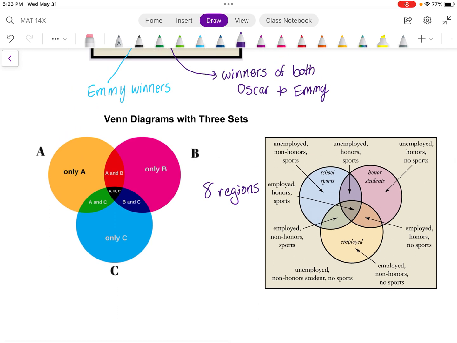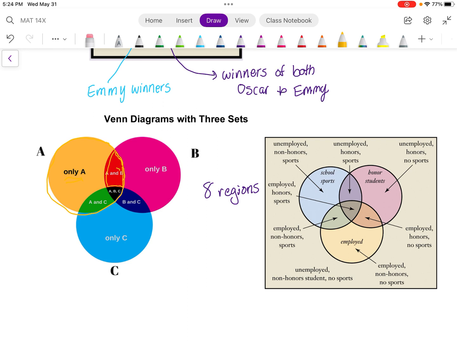So, for example, here in this yellow circle, everything within that yellow circle is in set A. But then you have the yellow part, which is only A. But then over here, this region that's in red, those are people who are in group A and group B, but not C. And then you've got the overlap with all of them, and then you've got the A and C, but not B.